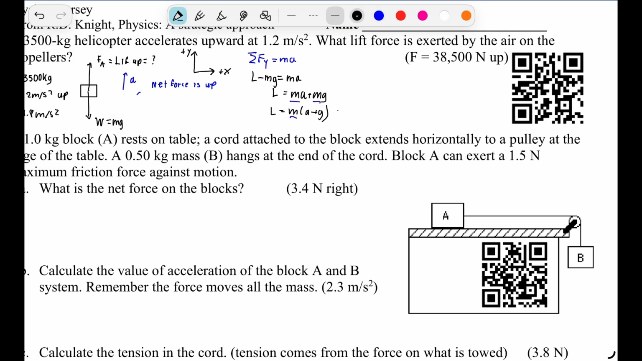After this, you can plug in with units. So we're going to have 3,500 kilograms times 1.2 meters per second squared plus 9.8 meters per second squared. That's going to equal 3,500 kilograms times 11.0 meters per second squared. Now, if you multiply this, you're going to have 38,500 kilograms times meters per second squared. That unit is just equal to newtons. So that's going to be 38,500 newtons up.